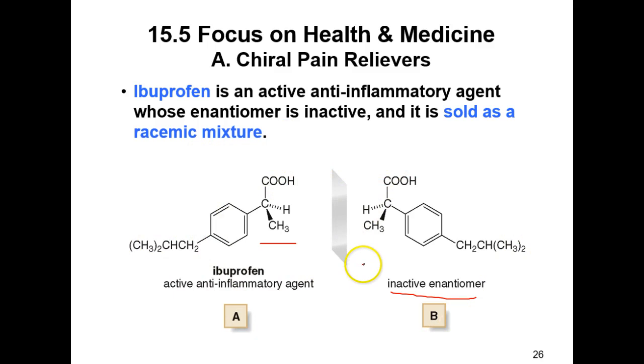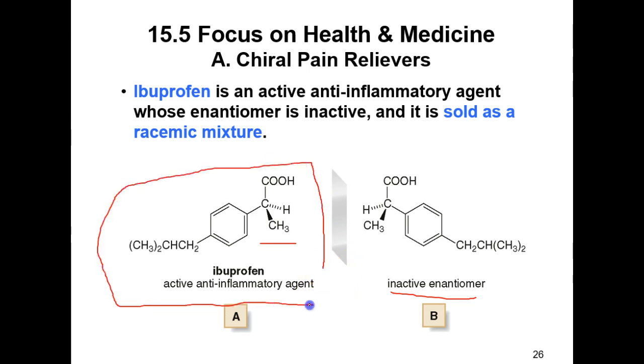Then after the patent is due, what they do is they come out with extra strength. You've always heard of extra strength whatever. And what the extra strength is, it's not a different compound. All it is, it's just this enantiomer. What they do is just isolate this enantiomer and they sell 100% of enantiomer A. They no longer sell it in a racemic mixture and they call it extra strength.